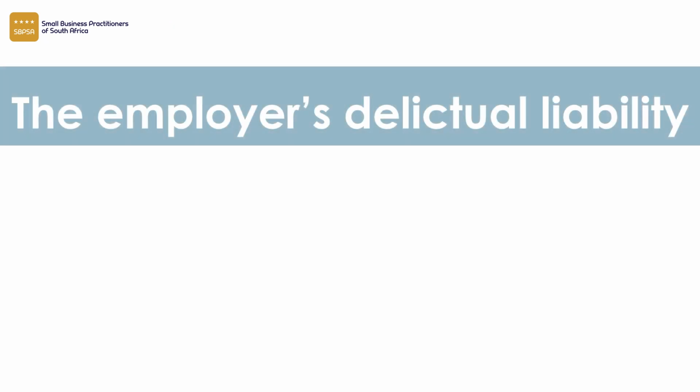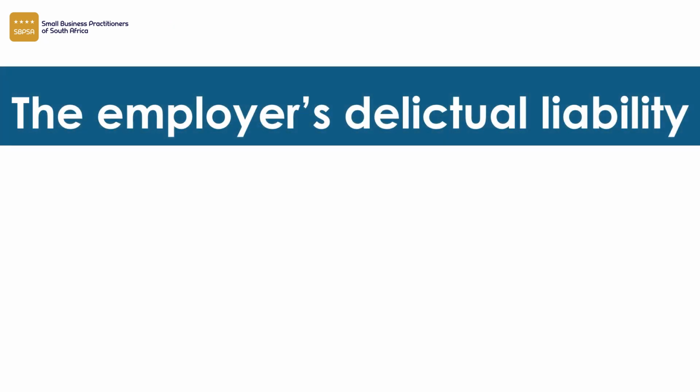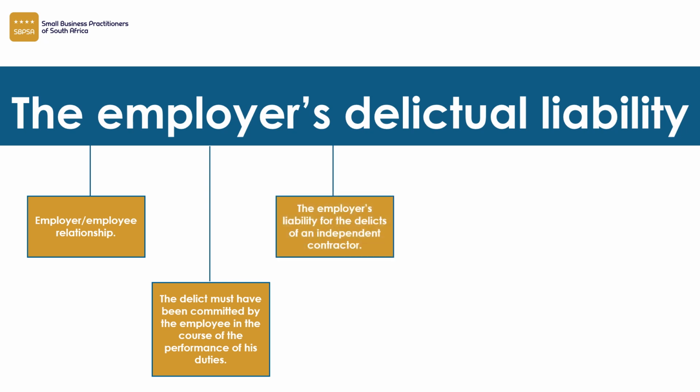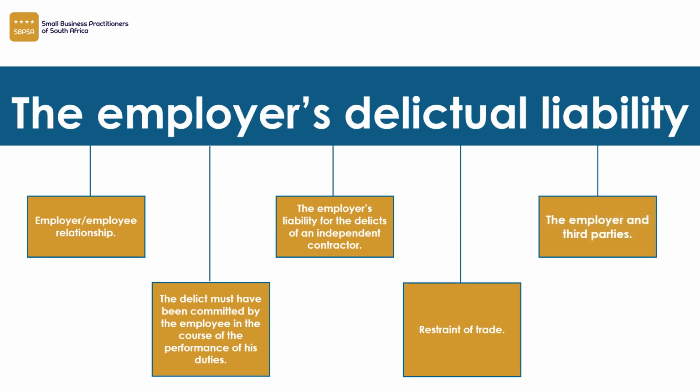Now let us move our focus to the employer's delictual liability. The following aspects are key elements to consider regarding the employer's delictual liability. 1. Employer or employee relationship. 2. The delict must have been committed by the employee in the course of the performance of his duties. 3. The employer's liability for the delicts of an independent contractor. 4. Restraint of trade. 5. The employer and third parties.